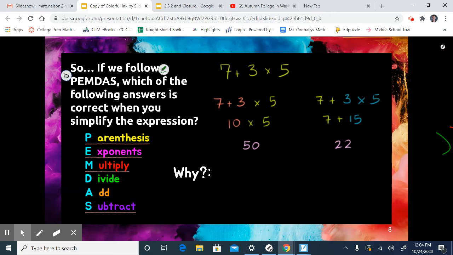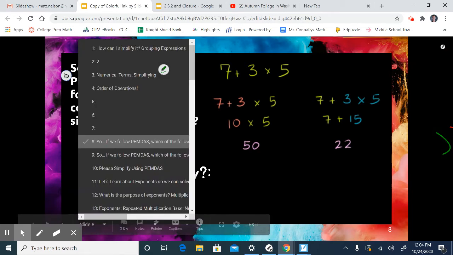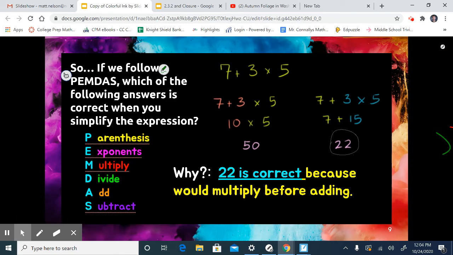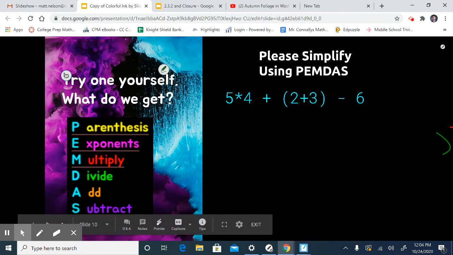All right, hopefully you guys have had some time to figure it out. So let's figure out what the answer is. 22 is correct because you would multiply before adding, right? We see multiply, it's our third step after P and E, and then we have adding at the very bottom, right above subtraction. So multiplying first.